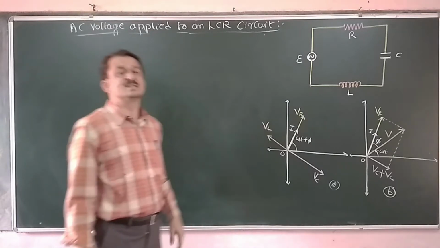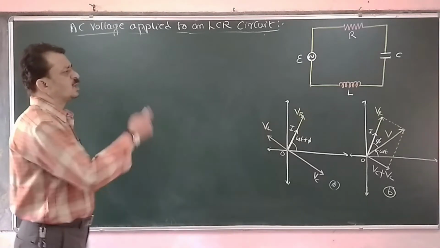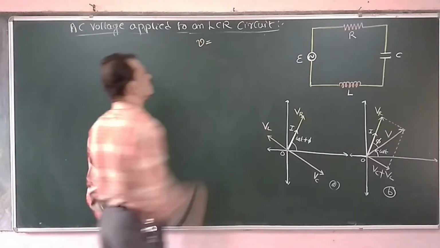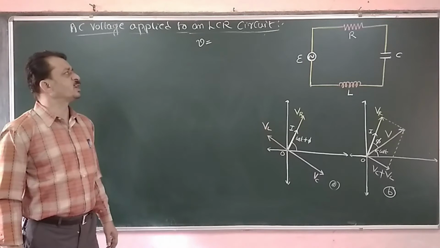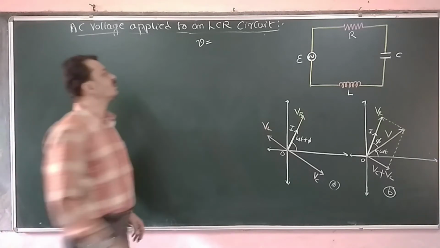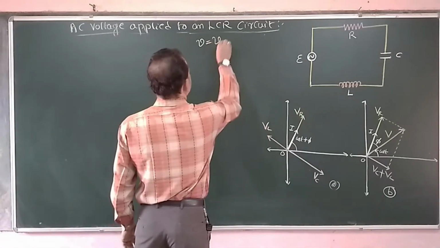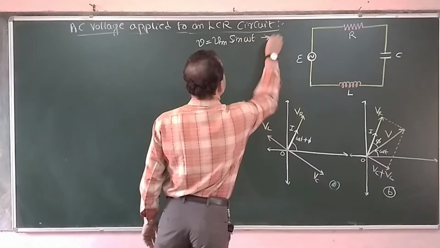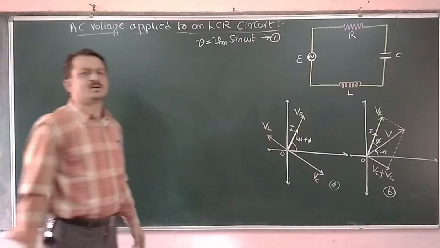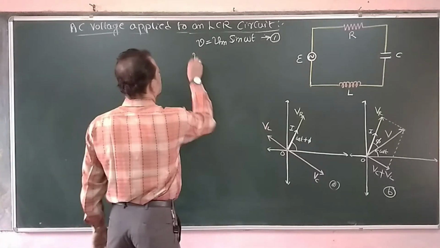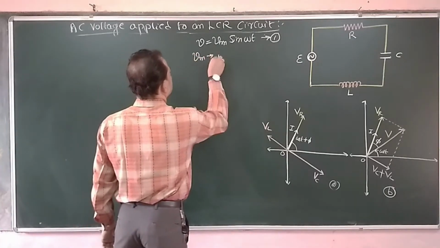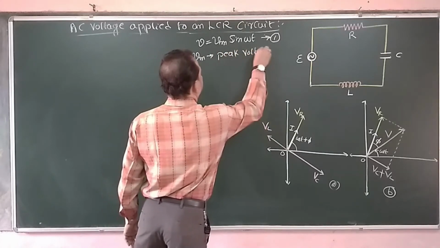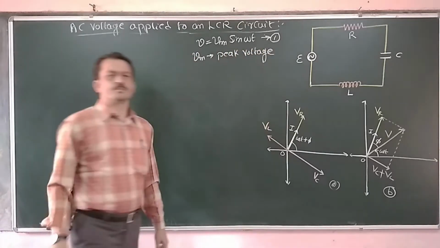It is in series. In order to study the relation, let me apply an AC voltage whose instantaneous value is given by V is equal to Vm sine omega t. It is an applied AC voltage whose peak value is Vm.